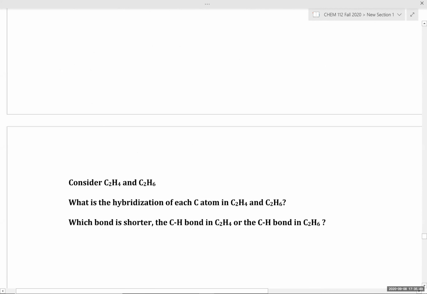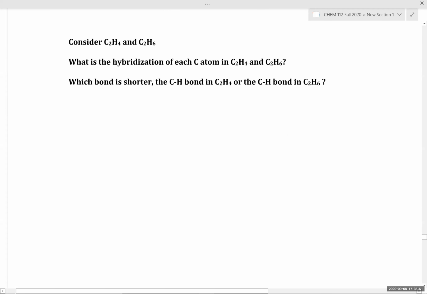Okay, so let's keep going now, and let's do another example. Let's look at C2H4 and C2H6. I'd like you to tell me which bond is shorter, the carbon-hydrogen bond in C2H4 or the carbon-hydrogen bond in C2H6. So let's take about 2 to 3 minutes to work on this example, and then we'll come together as a group to discuss.